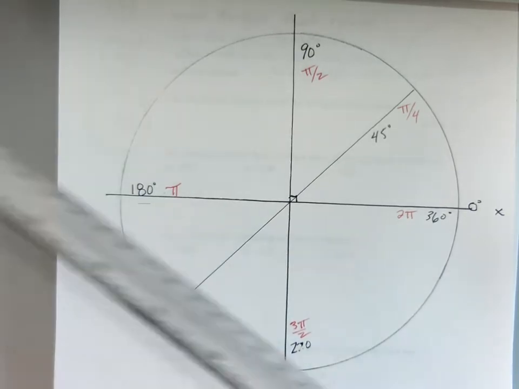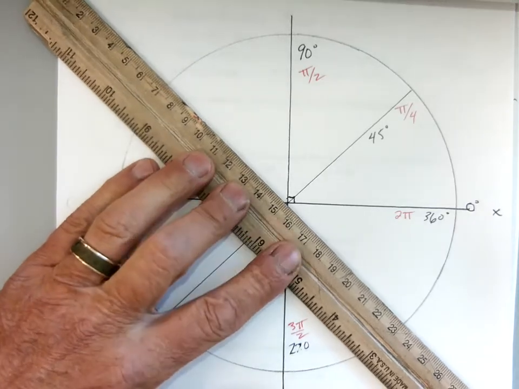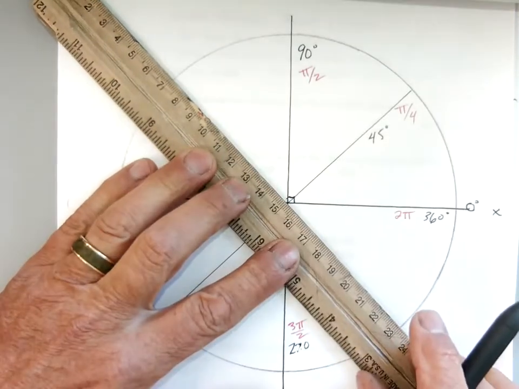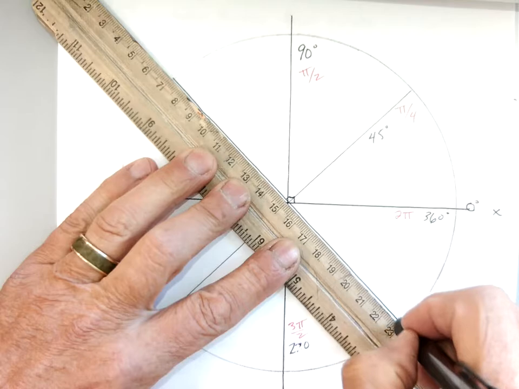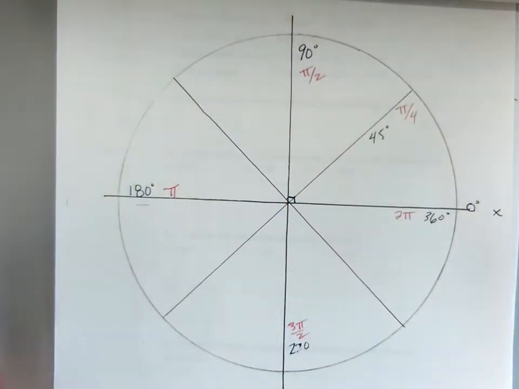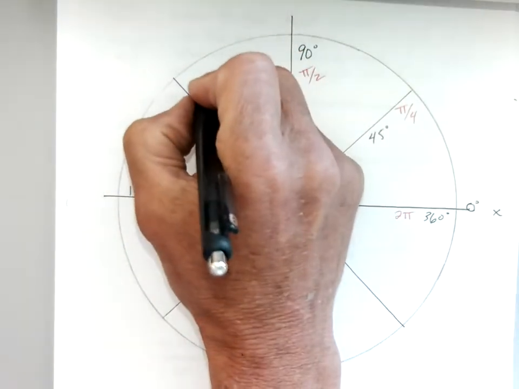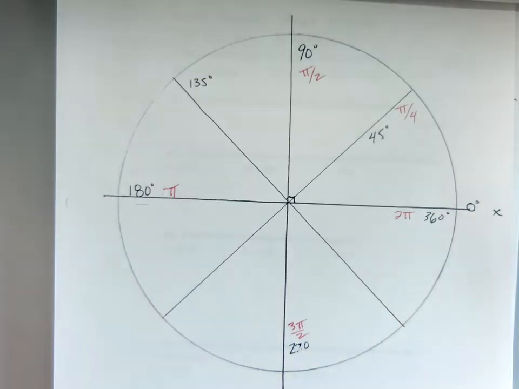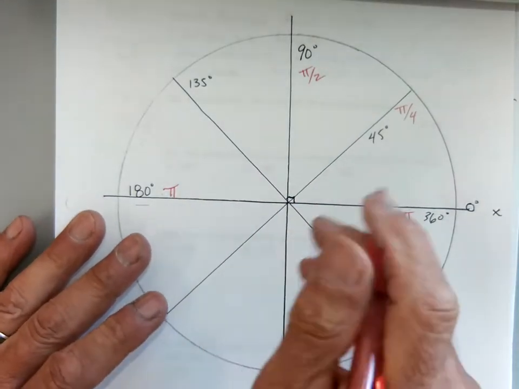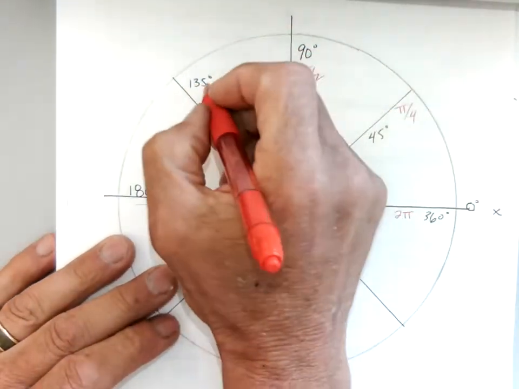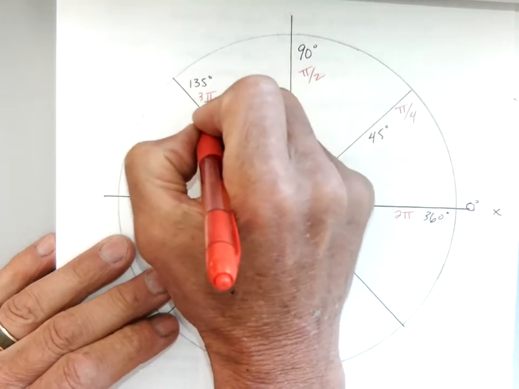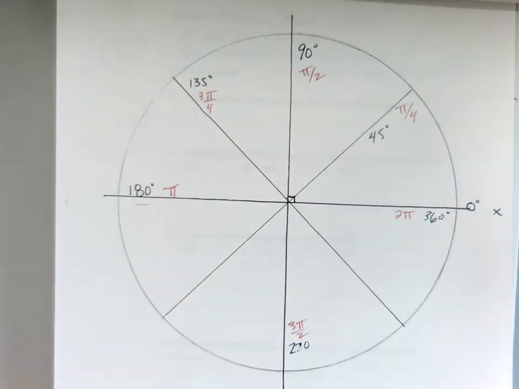And then I can also have an angle way over here at 135 degrees, okay? But it's going to be 3 pi fourths in radians. So we've got one angle with two different names. We have a name of 135 degrees or an angle of 3 pi fourths, okay?